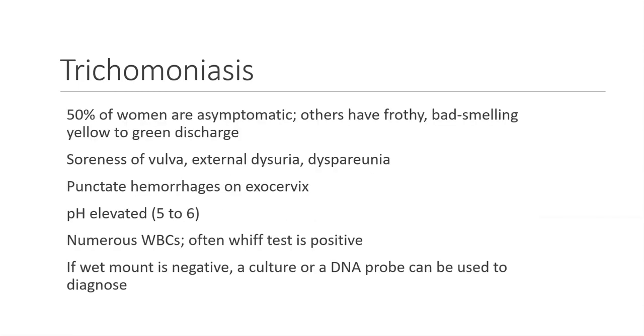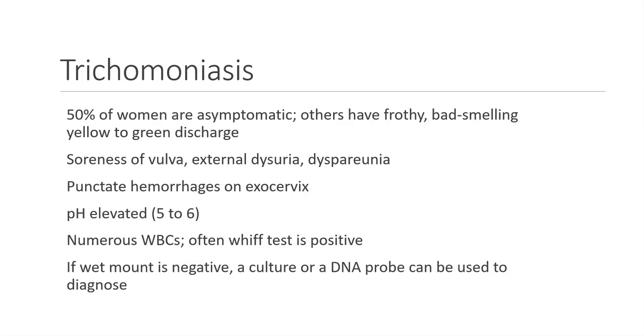50% of women with trichomoniasis are asymptomatic. Others will have a frothy, bad-smelling yellow to green discharge, which gets them to the doctor right away. There's soreness of the vulva and external dysuria, which is pain as the urine passes over the inflamed vaginal labia, which is suggestive of a vaginal infection or inflammation. Dyspareunia is the term for recurring pain in the genital area or within the pelvis during sexual intercourse.